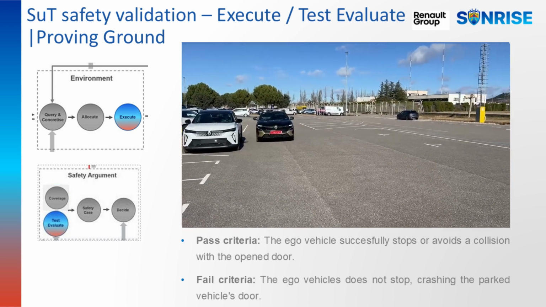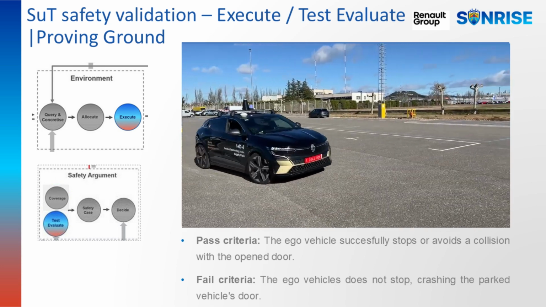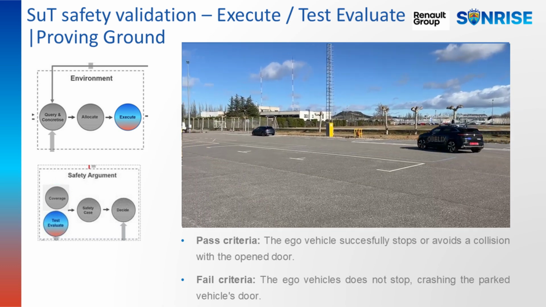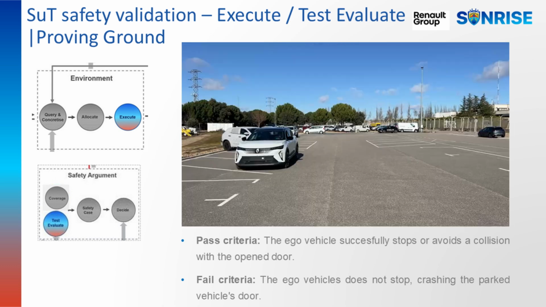Then the door is closed. This is again detected by the perception system, and the vehicle starts driving again. The test evaluation is passed, as the ego vehicle successfully stops or avoids a collision with the open door.